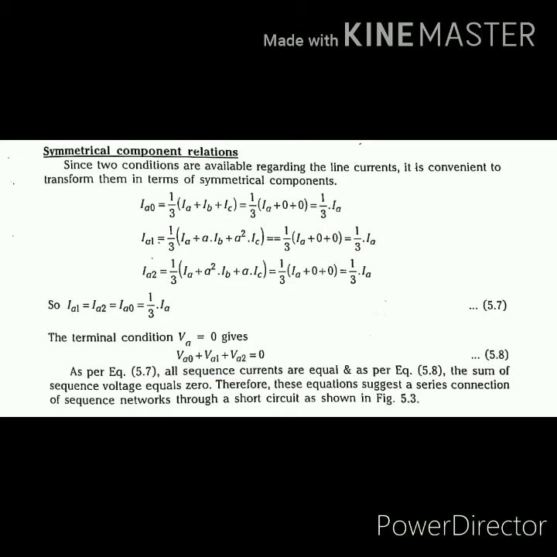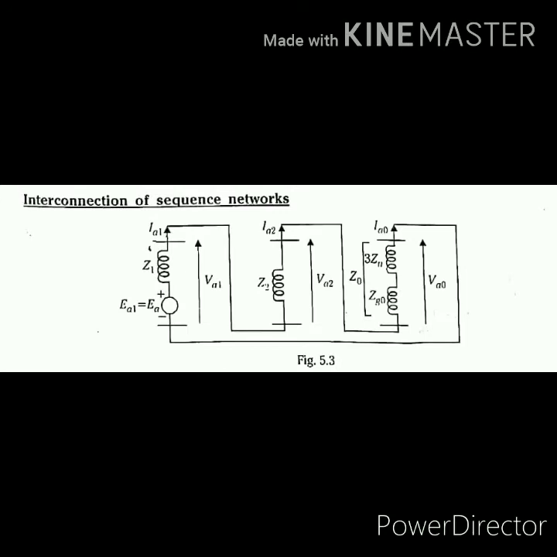If you look at this equation, this is very important: IA1 is equal to IA2 is equal to IA0. They are equal. Since they are equal and the sum of the sequence voltages is equal to 0, we can say that we get a series connection of the sequence networks through a short circuit, and that is shown in the figure below. See here, the interconnection of sequence networks.